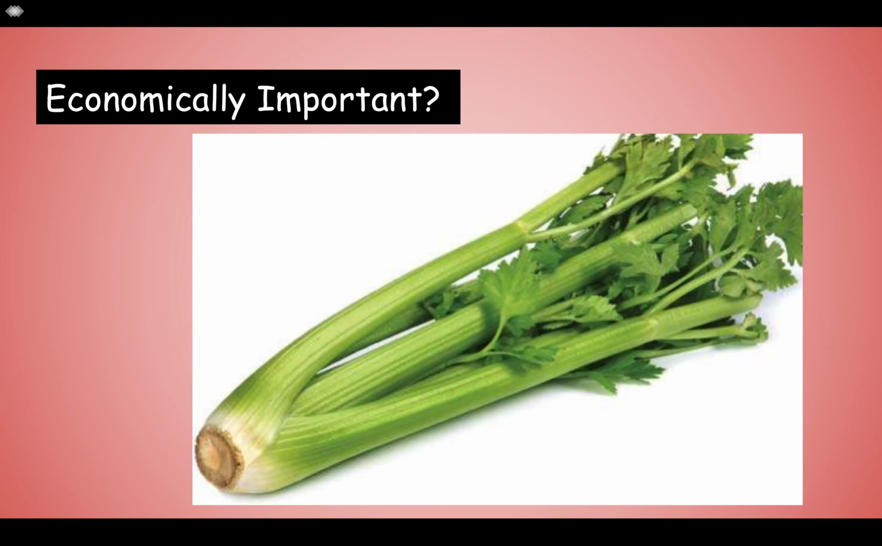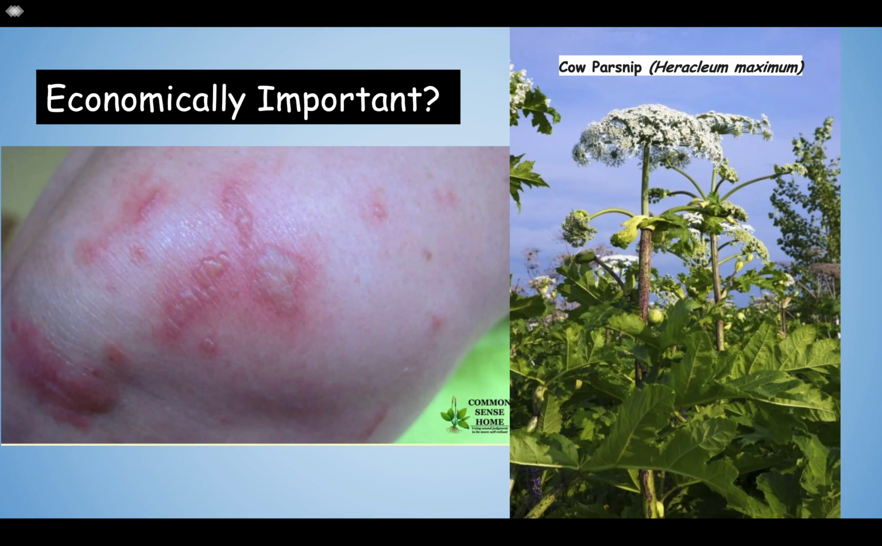Now, the Apiaceae family is also economically important. It could be used for different things like flavoring, food, and even for medical usages. So here we have a picture of a celery, which, yummy. Celery is something that we eat. But even though the Apiaceae family is beneficial to our economy through essential oils, it's also believed that there are certain species in this family that can cure cholera.